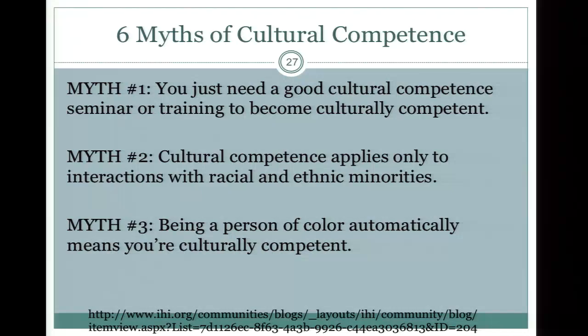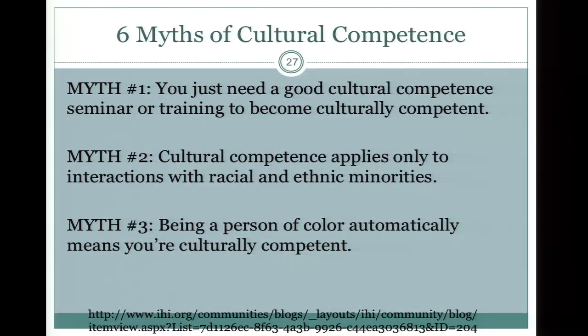Number two, oh, it only applies to interactions with racial and ethnic minorities, right? It's like, well, wait, where does that come from? Or we don't have a diversity problem here because we're pretty homogeneous. It's like, well, every single person belongs to multiple cultural groups, and we'll get to that momentarily.